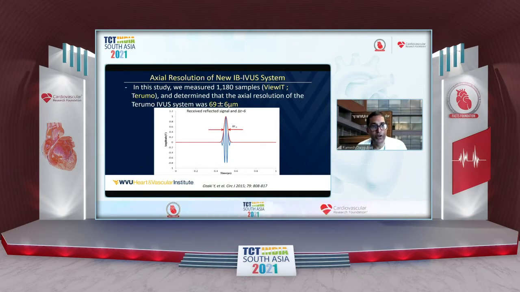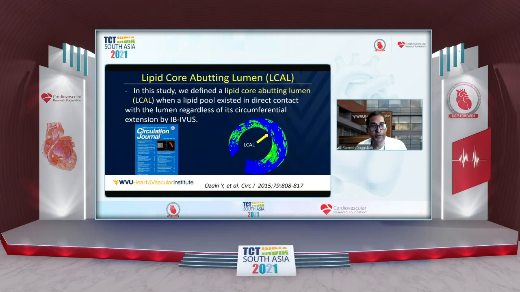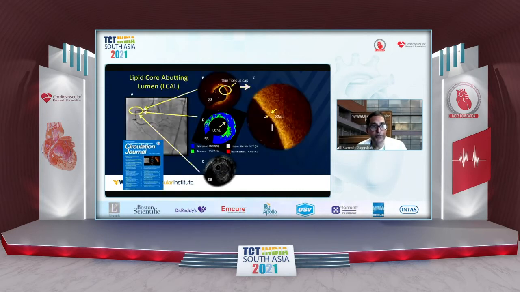So how does this look? A lipid core abutting the lumen can be detected by integrated backscatter, and these people who have a higher LCAL have much higher chances of having acute coronary syndrome. So similar to what was shown with OCT, now with intravascular ultrasound you can clearly assess where the lipid core and the lipid pool are, and where the fibrous tissue is.